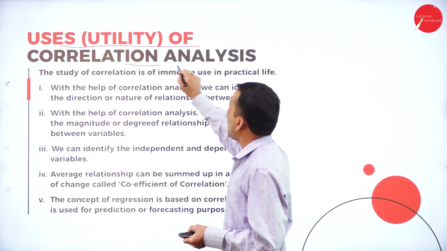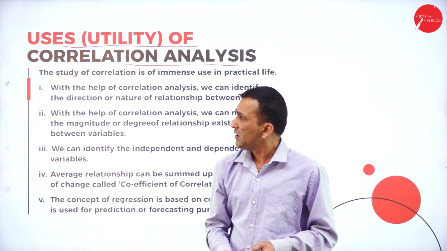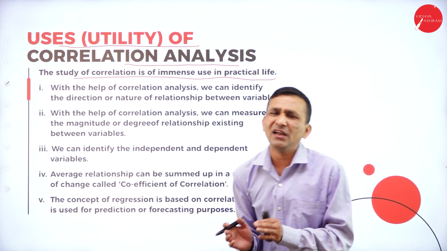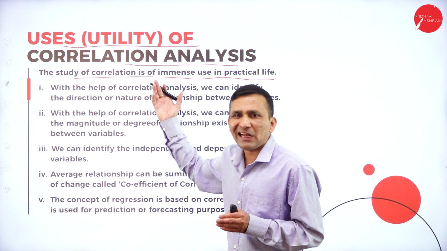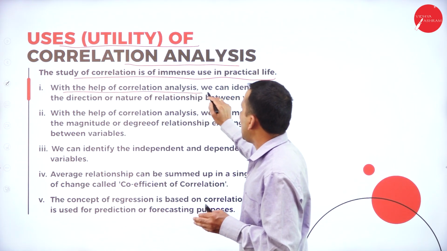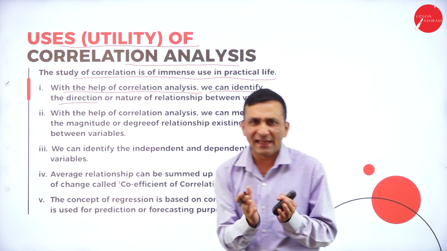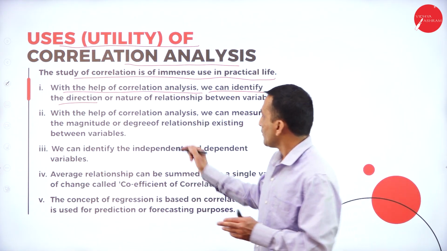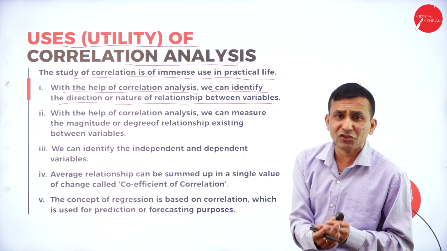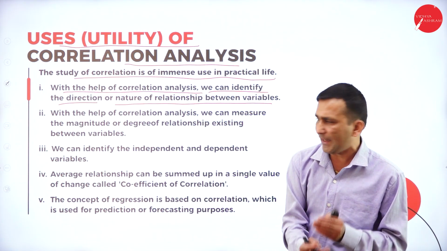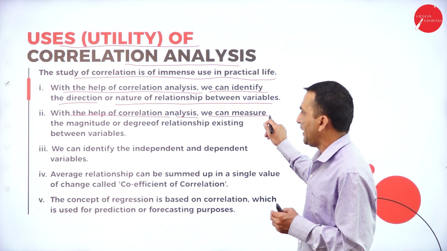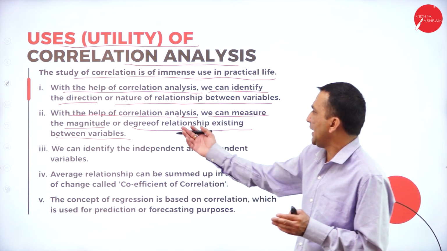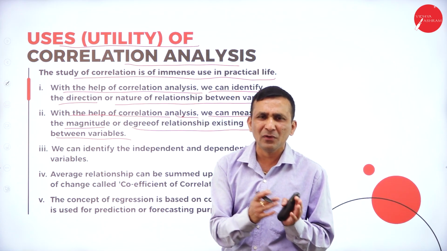Now, uses and utility of correlation analysis: where exactly can correlation be used? The study of correlation has immense use in practical life, because every businessman, every field, tries to use correlation analysis, which is a very important analysis in different fields. With the help of correlation analysis, we can identify the directions, for example, if price decreases, demand decreases. We find the movement, or the nature of the relationship between variables, how the individual x variable and y variable are related. We can measure the magnitude or degree of relationship existing between variables: high degree, low degree, medium.